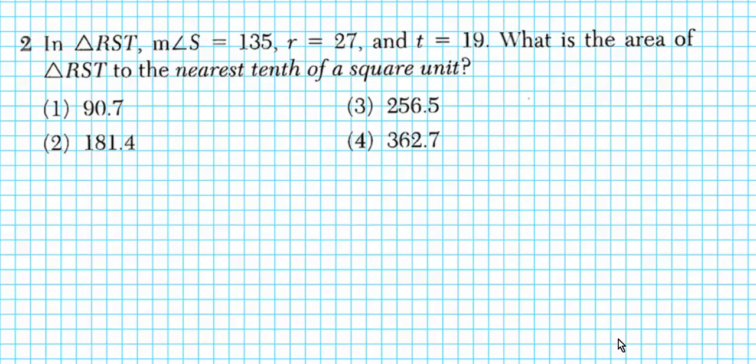All right, let's take a look at number 2. It says, in triangle RST, measure of angle S is 135. Side r measures 27, side t measures 19. What is the area of triangle RST to the nearest tenth of a square unit?